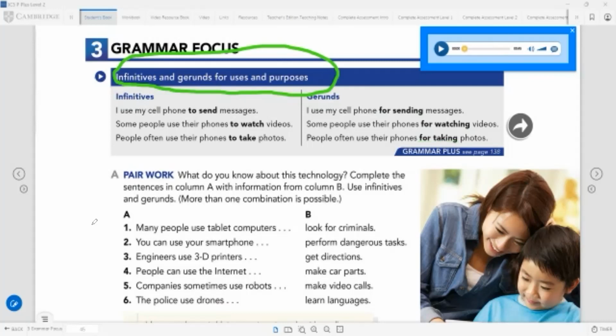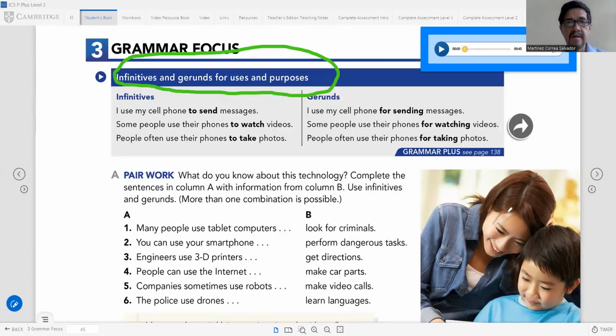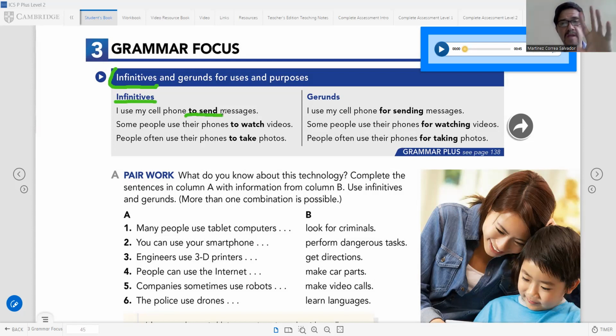Okay, so in this part, let me explain this aspect. There are two possibilities to explain the uses and purposes of different objects. You can use infinitives to talk about the uses and purposes of objects. The infinitive is the use of the verb with the particle to. This is the infinitive, to and the verb. I use my cell phone to send messages.